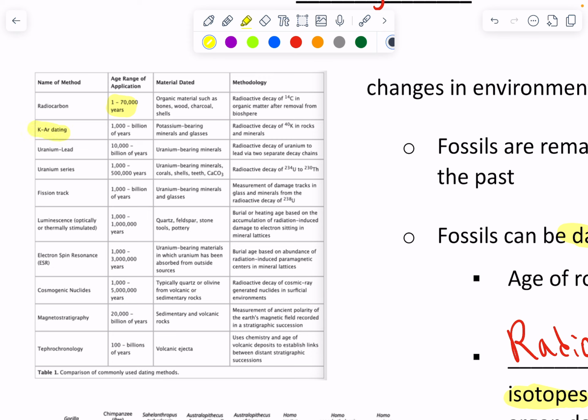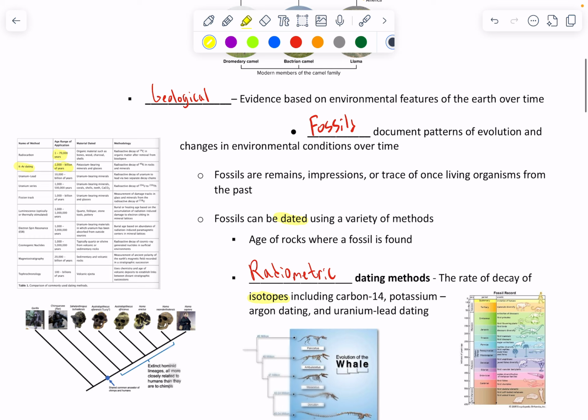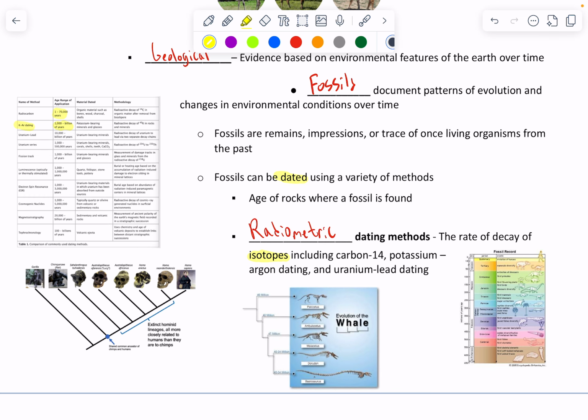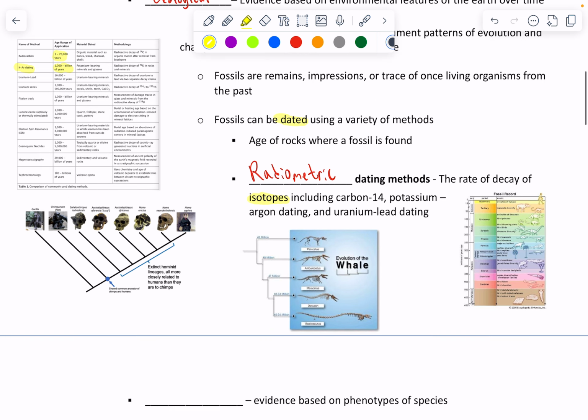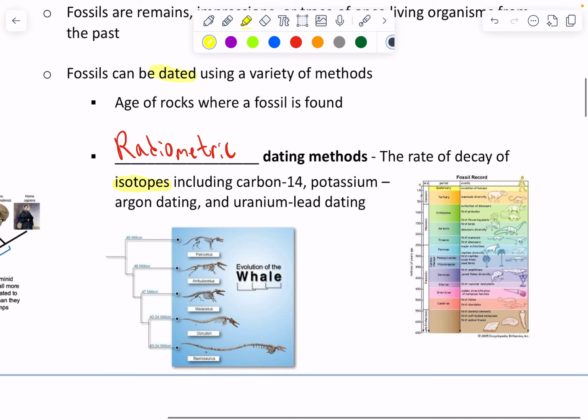Potassium argon dating, this can go back a whole billion years. And so we also do this not just for life and the earth, but for the universe, to figure out how old the sun is, or stars, solar systems within the galaxy, and even the universe. So this is a way for us to track those living things and where they're found in the different layers of the rock and figure out how old they are.